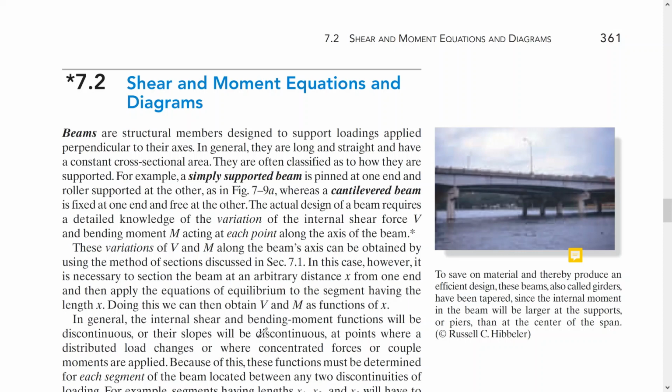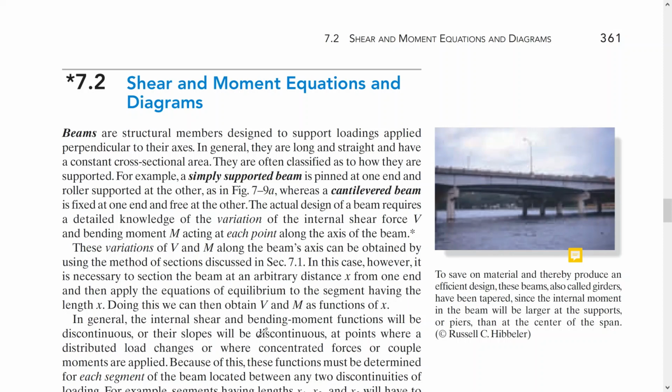Today, inshallah, we're going to start with shear and moment equations and diagrams. In this section, we will teach you how to draw the shear and bending moment diagrams. But first, let's start with the definition of beams and how they are classified.